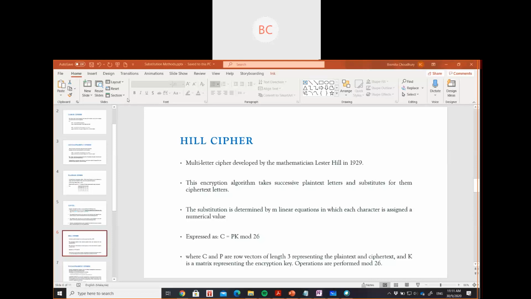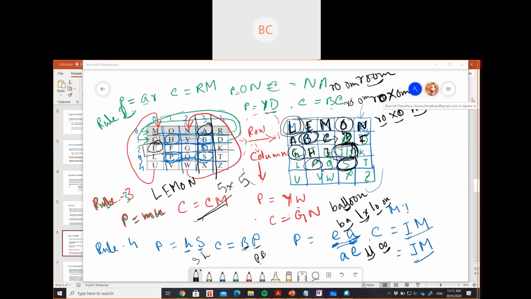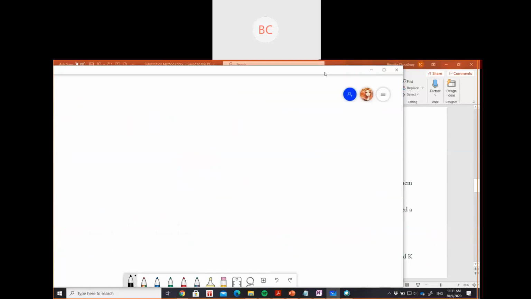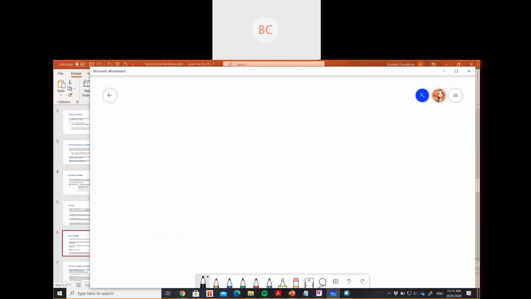Okay, so what it does, if you have m number of plain text letters, it will convert it into m number of ciphertext letters. So first, it gives certain numbers. We have 26 alphabets, of course. So you can number A equal to 0, B equal to 1, and so on. Ultimately, Z will be 25. These are the numerical values assigned to your alphabets.